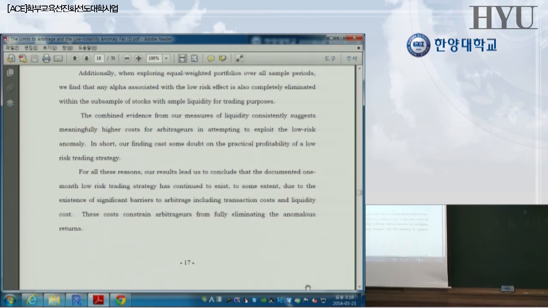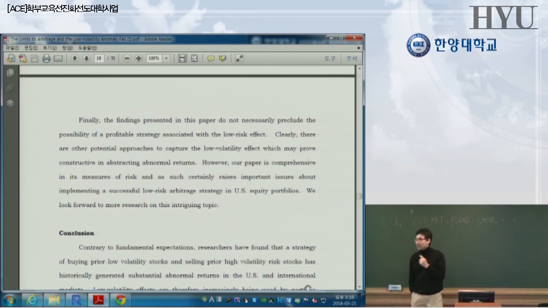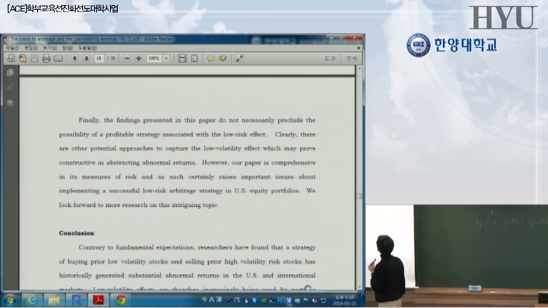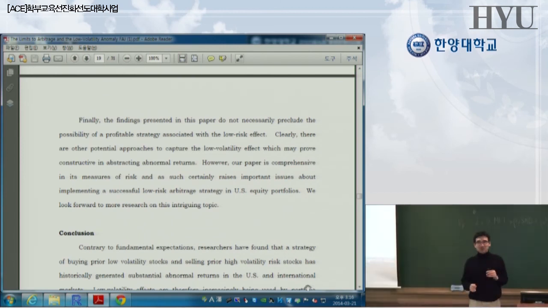This cost constraint prevents arbitrage from fully eliminating the anomaly return, fully taking away the cash on the table. Finally, the findings presented in this paper do not necessarily preclude the possibility of profitable strategies associated with low risk preference. So they admit that maybe there are smart other strategies to make money. It is possible. Of course, it is impossible to check every possible strategy involving the low volatility phenomenon, right? That's impossible. They just attack one very intuitive strategy, but not the most sophisticated strategy.